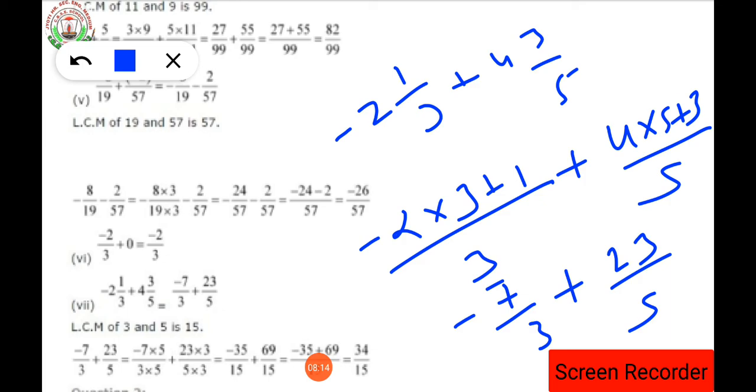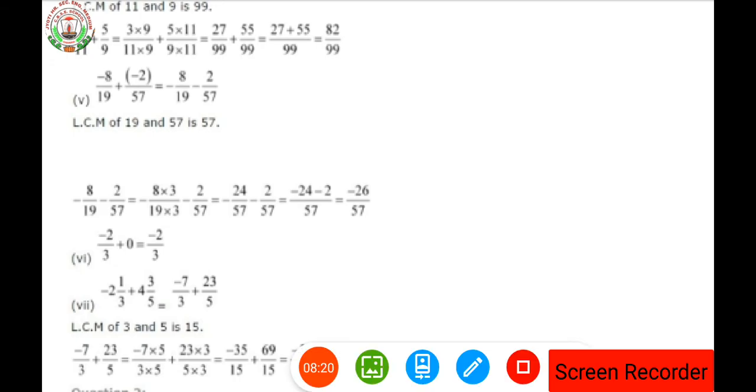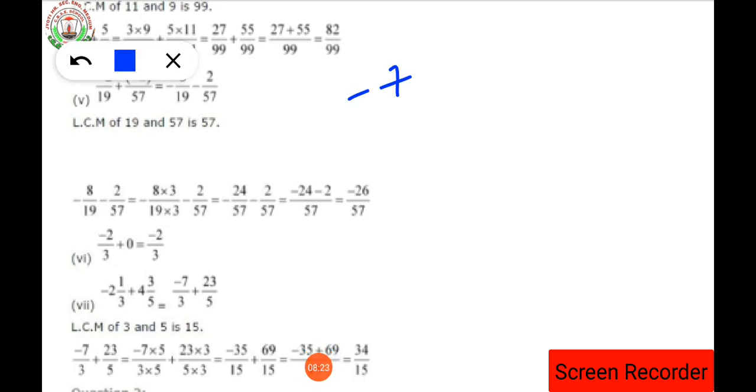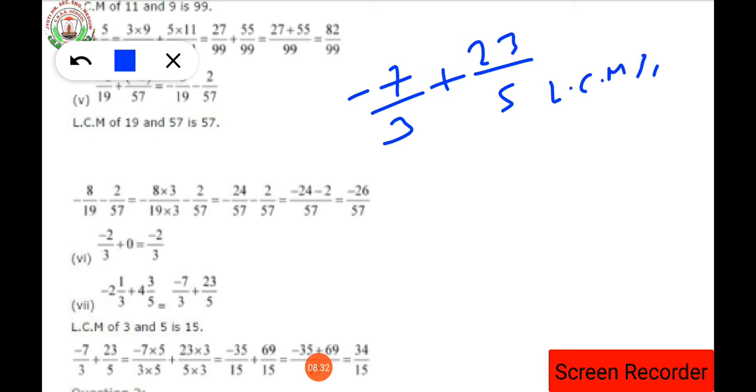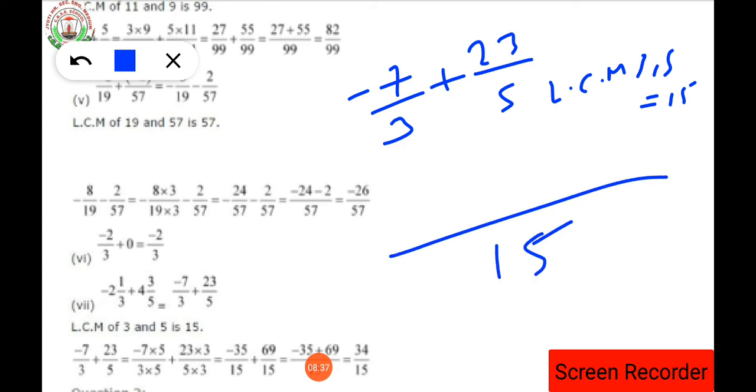Now look, we converted the mixed fractions into improper fractions, isn't it? So what numbers are we having over here? Minus 7 upon 3 plus 23 upon 5. Now since their denominators are different, it is an unlike term, isn't it? We have to take the LCM of the denominators 3 and 5, that will be 15. Now 15 is the LCM, so 15 comes in the table of 3 how many times? 5 times. So that 5 will be multiplied with the numerator minus 7. And now 15 comes in the table of 5 how many times? 3 times. So the 3 will be multiplied with the numerator 23.